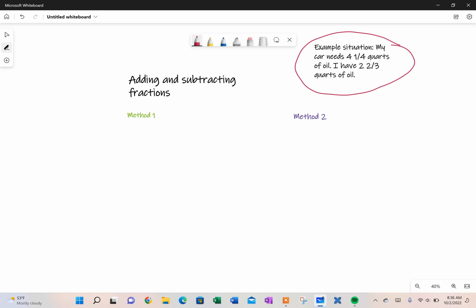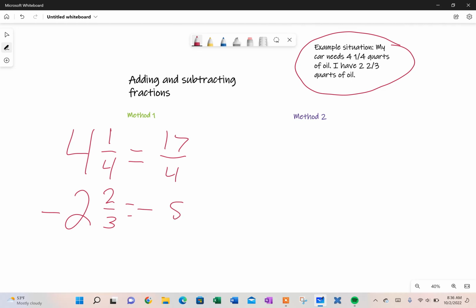Well, I'm hoping that you're thinking, oh, I should subtract because I need to figure out how much more oil I need. So I'm going to do this two ways. The first method I'm going to show you is this. I'm going to start with 4¼ minus 2 2/3. The first thing you can do is change these mixed numbers into improper fractions. This would give you 4 times 4 is 16 plus 1 is 17, so 17/4, minus 2 times 3 is 6 plus 2 is 8, so 8/3. And then we'll need a common denominator.